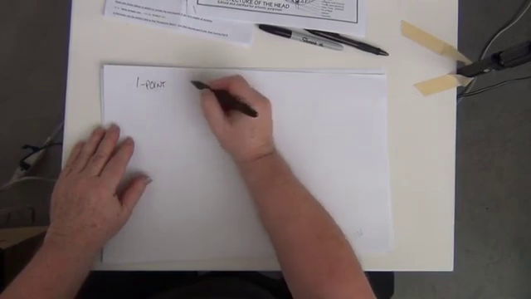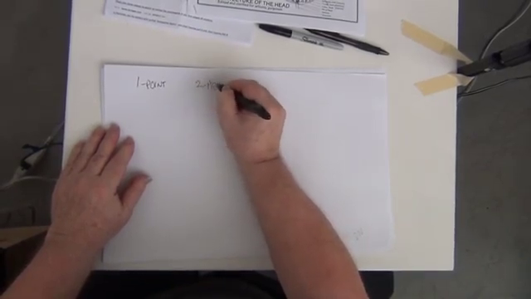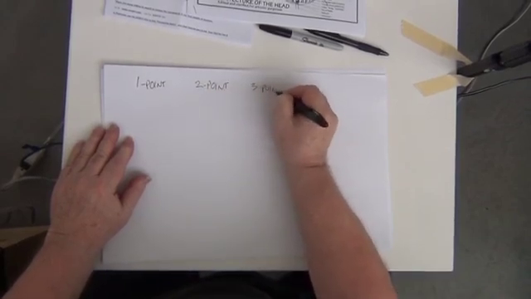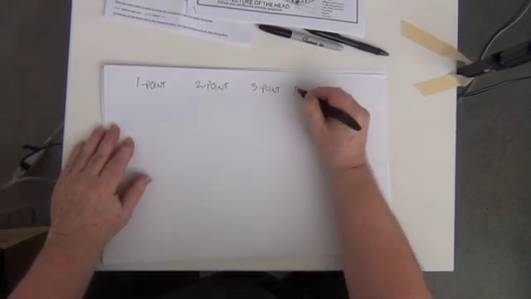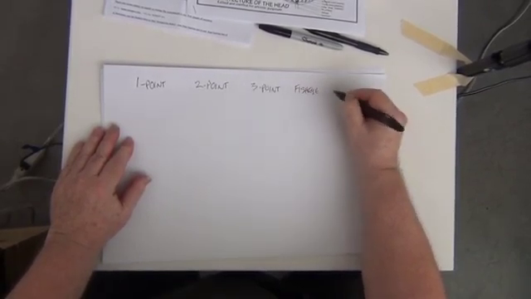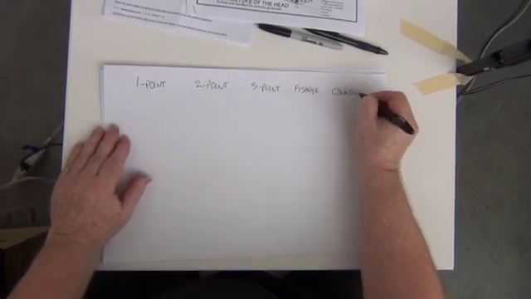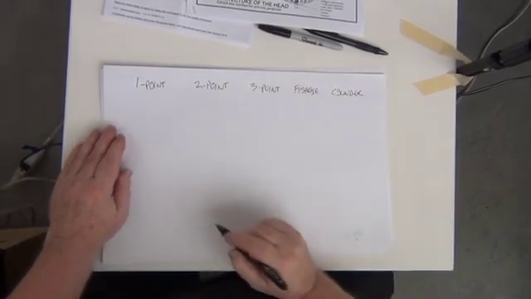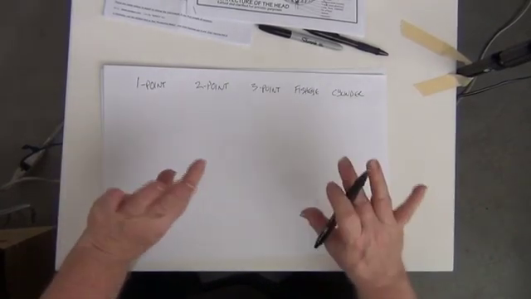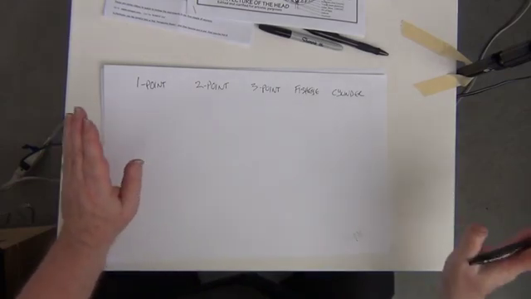So there's 1 point, there is 2 point, there's 3 point, there's something called fisheye, and there's something called cylinder. Okay, so each one of those has its own way of organizing the world, okay? And that's the grid that's under each of them.